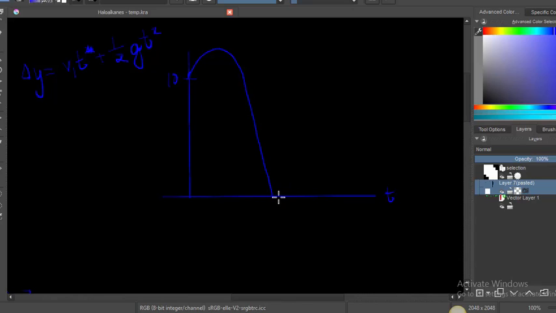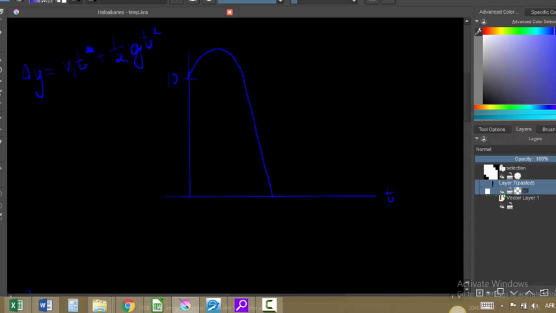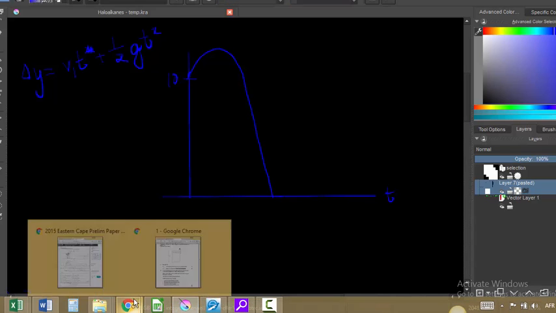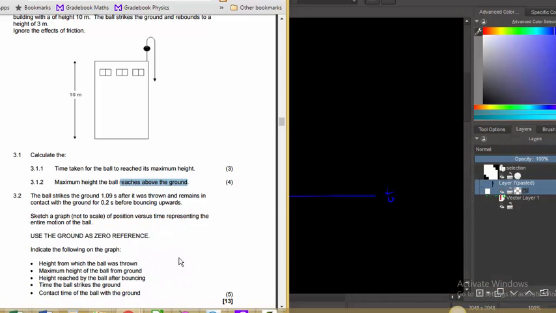Yeah, then here it remains in contact for a little bit of time. It remains in contact with the floor, and then let's just see what they wanted answered. We must give the height from which the ball was thrown, the maximum height that the ball reaches above the ground, the height reached by the ball after bouncing, and the time the ball strikes the ground.